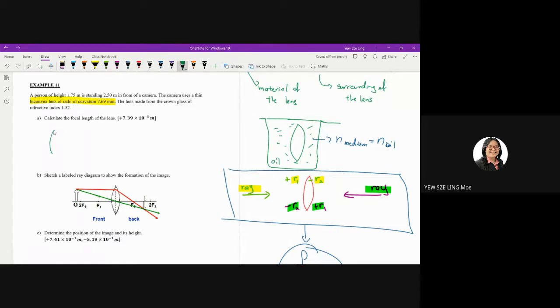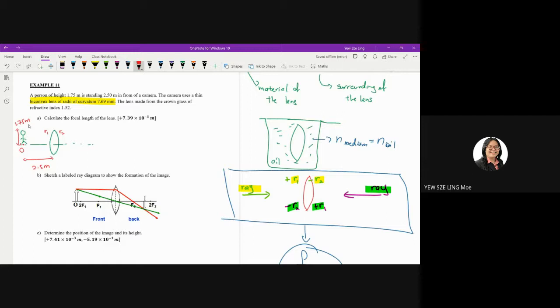So now this is our biconvex lens. According to the question, I have a person standing right here, and the height of this person is 1.75 meter. It tells me the person is standing 2.5 meter in front of this camera. So the person is acting as the object. This surface would act as the first surface, and this would be the second surface, R1 and R2.